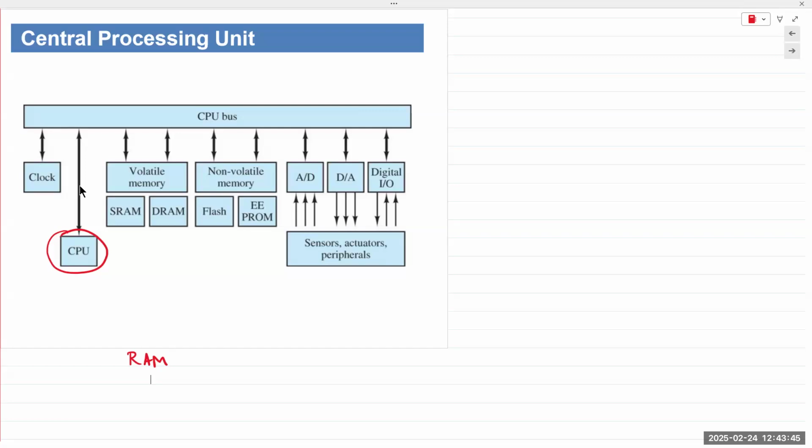Okay. Now versus read-only memory. Read-only memory does not refer to the type of access. Read-only simply refers to whether the memory is volatile or non-volatile. Okay. Volatile means power must be supplied to the memory for the information to be stored in there. As soon as the power turns off, the data is wiped out. So RAM is actually a volatile memory.